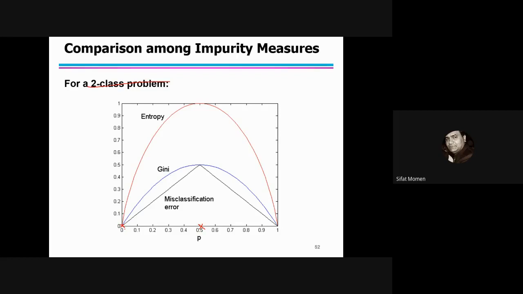That means that's the most pure one, right? So the most pure one has an entropy of 0. Again here, if the probability is 1, that means one class has everything and the other class has nothing. That's also the most pure one, right? That also has an entropy of 0.